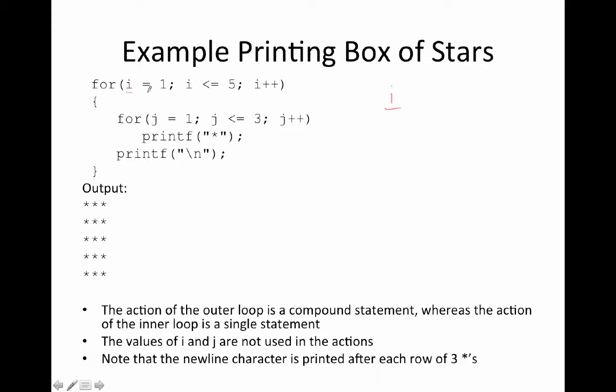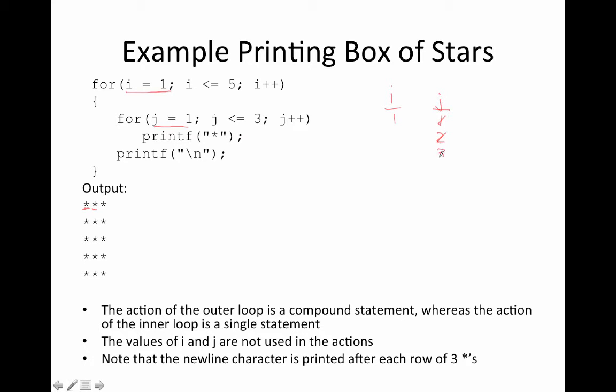So i starts out at 1, and then we go to the inner loop, and j starts out at 1, and j is going to go up to 3 in steps of 1. And the action is just a single printf statement. So we're printing a single star, no new line or anything. Then j gets the value 2. 2 is still less than or equal to 3, so we execute the action and print another single star.